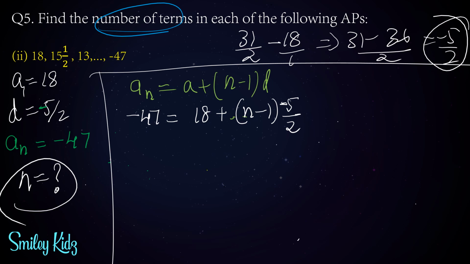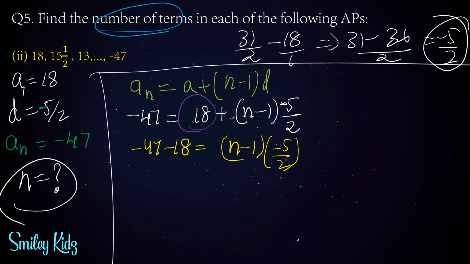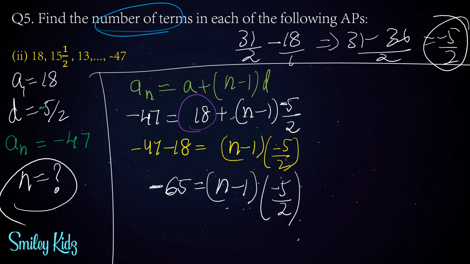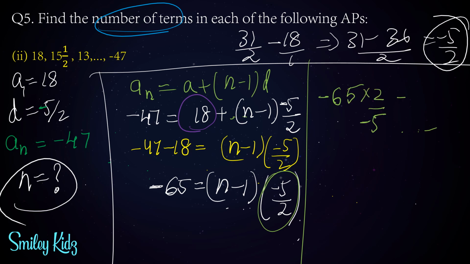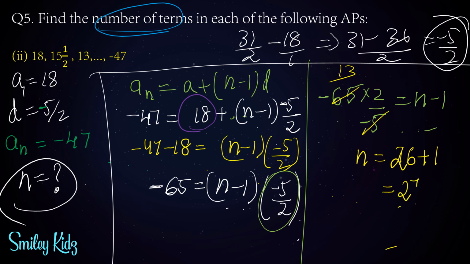Well, that's great. Then we have minus 47 minus 18 equals N minus 1 into minus 5 upon 2. Now the point you're going to understand over here is that I have transposed this positive 18 to the other side. It turns out to be negative 18. Alright. Now minus 47 minus 18 is minus 65. So minus 65 is equal to N minus 1 into minus 5 upon 2. Now, I'll send minus 5 upon 2 to the other side. It turns out to be reciprocal, isn't it? Then minus 65 into 2 upon minus 5 is equal to N minus 1. Now, this turns out to be 13. So, N will be equal to 13 into 2, which is 26, plus 1. And then, the value of N turns out to be 27.